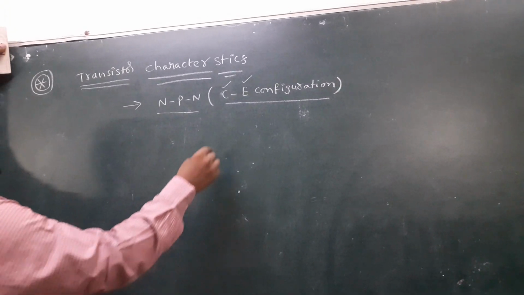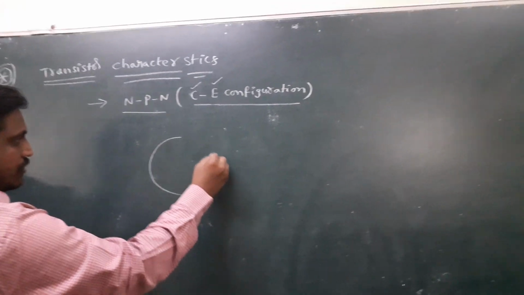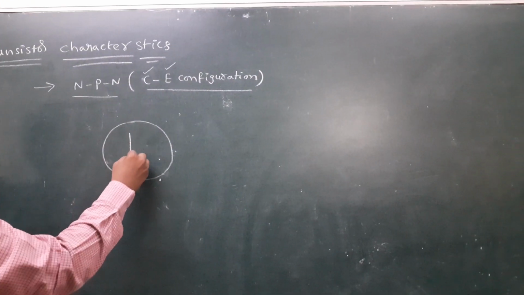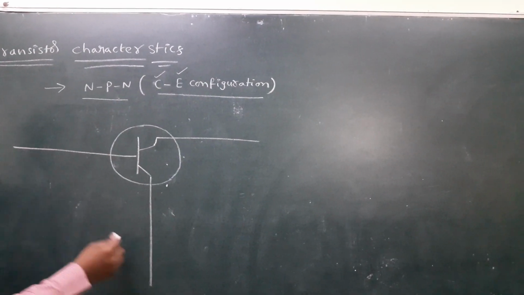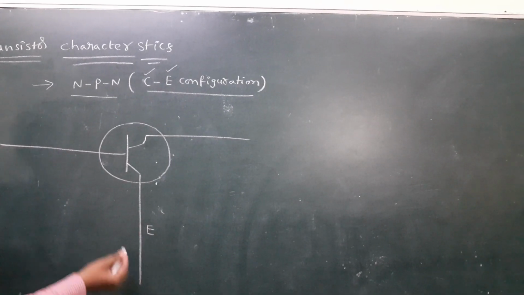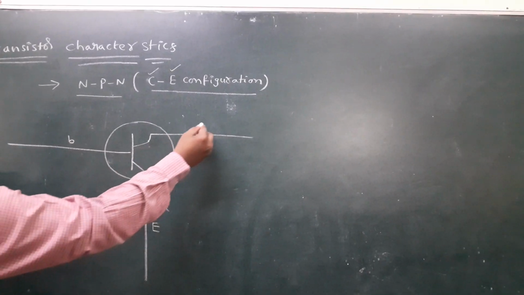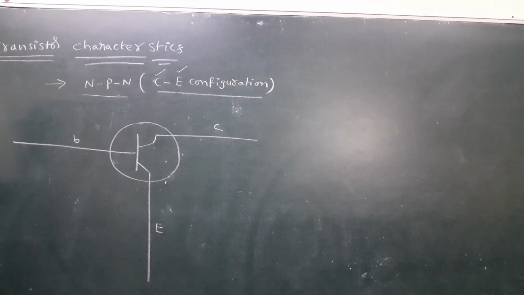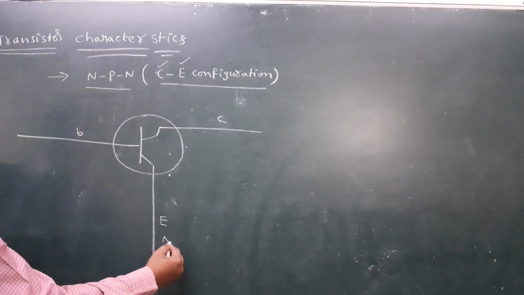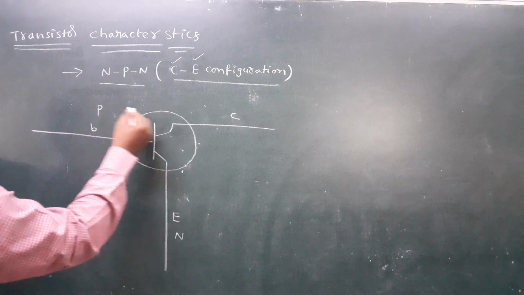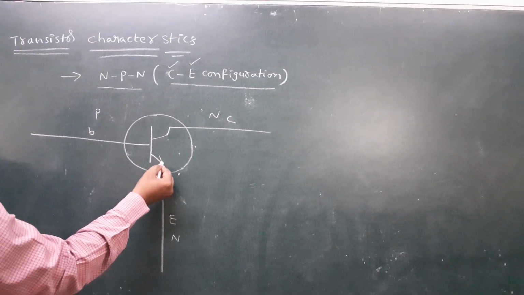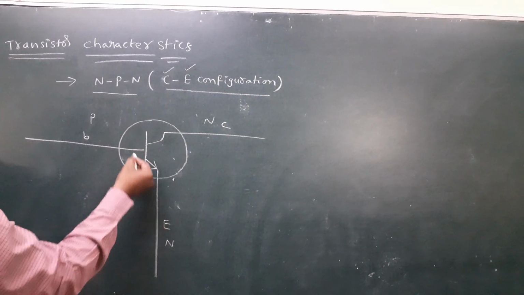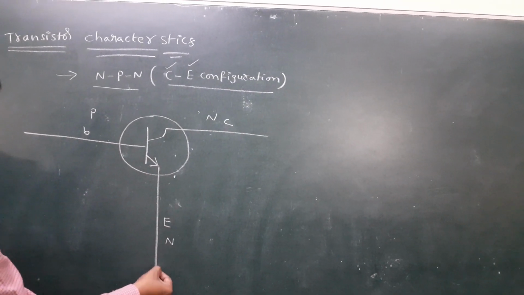Yesterday I discussed this; this is the symbol now. Look here, common emitter configuration. This is the emitter, this is the base, this is the collector. This transistor is an NPN. The current direction on the emitter is always P to N, P to N here.